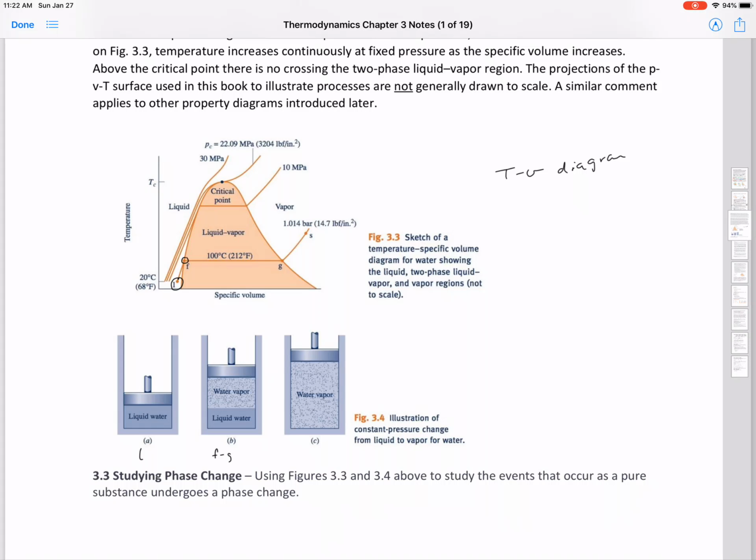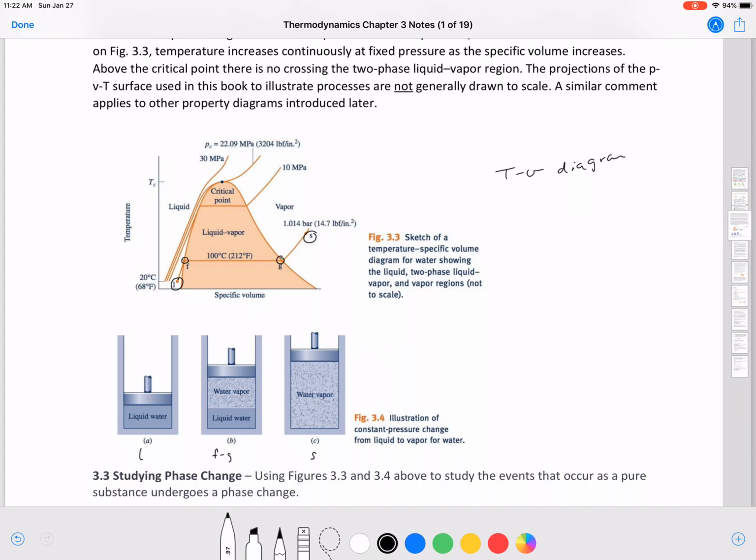So between here and here on the temperature specific volume chart, and then here we're all the way over on S. We're here in 100% vapor. So looking at this chart, in this area we have liquid, in this area we have vapor, in this area we have a two-phase liquid vapor, and there is no solid on this diagram.